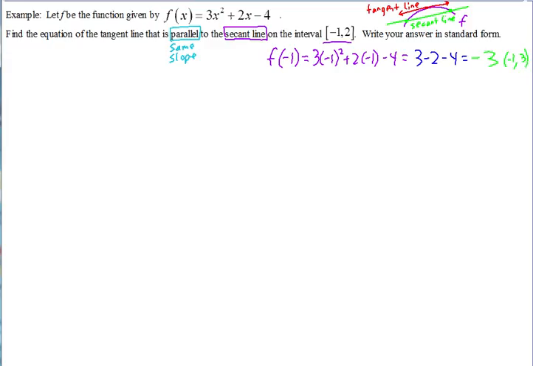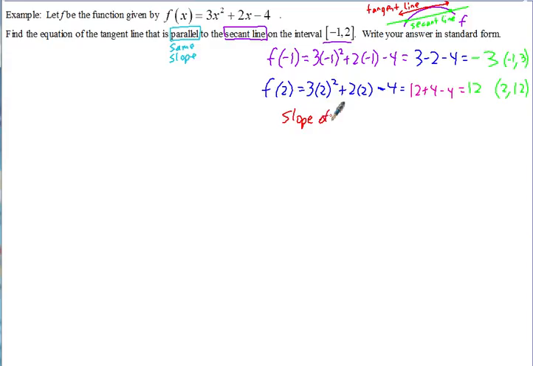And the other one would be f of 2. 3 times 2 squared plus 2 times 2 minus 4 would equal, 2 squared is 4 times 3 is 12, 2 times 2 is 4 minus 4, so the 4's cancel out, giving you 12. So the other point on the secant line is 2, 12. So now we can find the slope of the secant line.